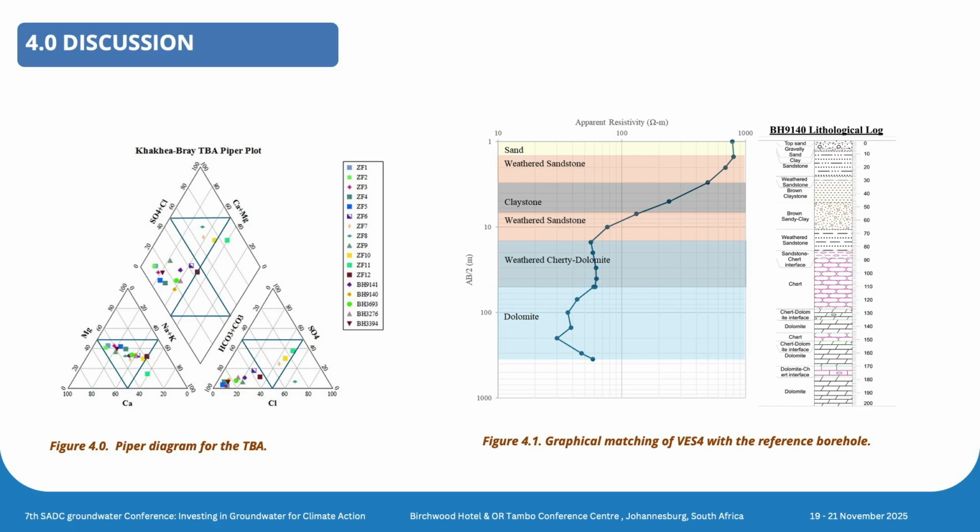So in order to understand our models, we produced a graphical match of our calibration VES, which was VES4 from the previous slide, with our reference borehole BH9140. BH9140 was selected on the basis that it had intercepted quite a significant portion of the dolomites, which seemed to extend more than 200 meters.